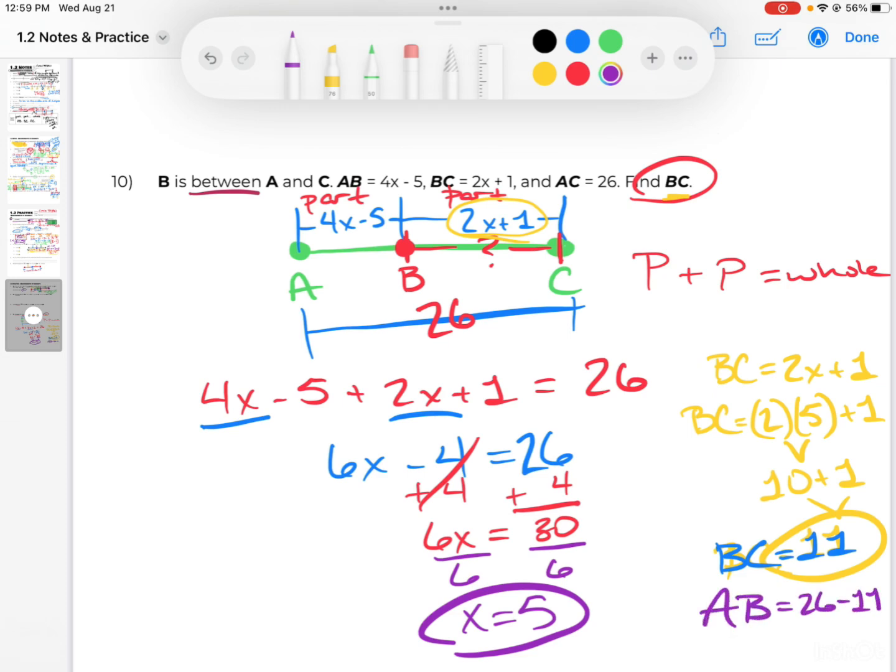If it asked you to find AB, and it doesn't, AB is going to be the whole thing minus the part that you know. So AB would be 15. Doesn't ask you for that, but if it did, that is information we now easily know because of all the other solving we have done.